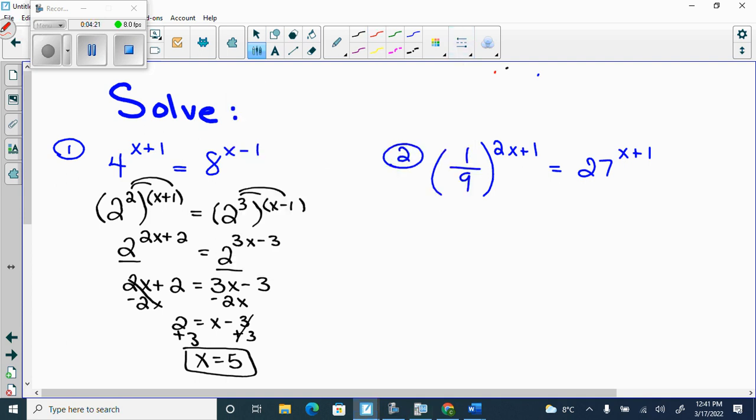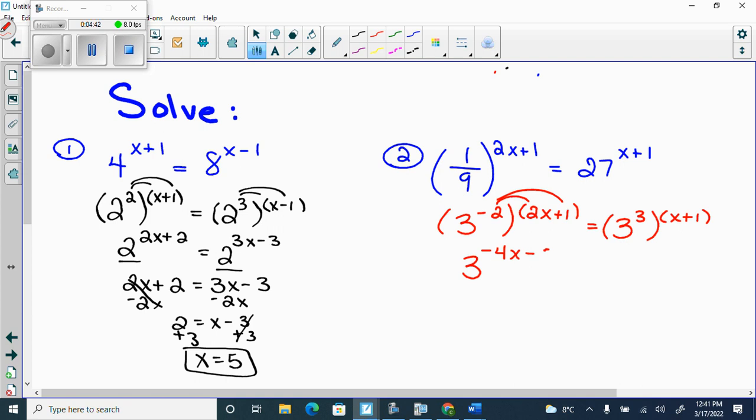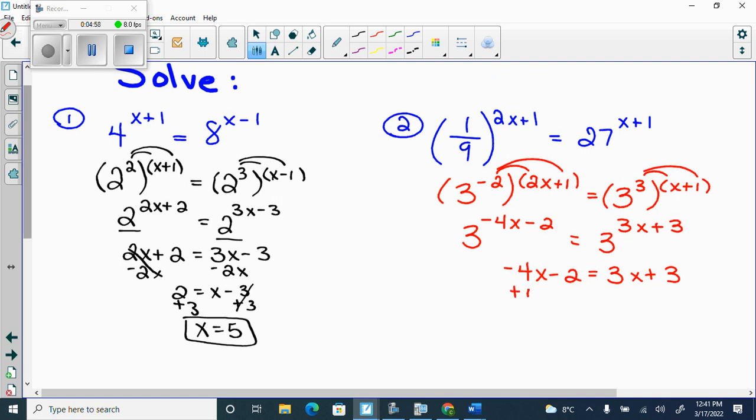Okay, this one, we discussed previous to doing it. 1 over 9. Well, 9 is 3 squared, so 1 over 9 is 3 to the negative 2. That's a rule from grade 10 as well. 2x plus 1 equals 27 is 3 cubed, x plus 1. So I'm going to get 3 to the negative 4x minus 2 equals 3 to the 3x plus 3. And then we get negative 4x minus 2 equals 3x plus 3 because the bases are the same. Then I can add my 4x over.